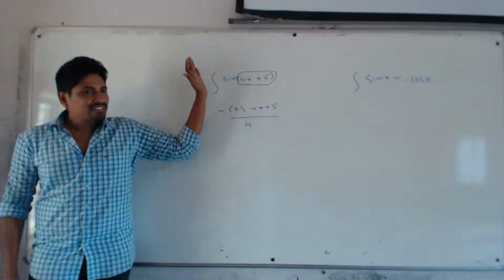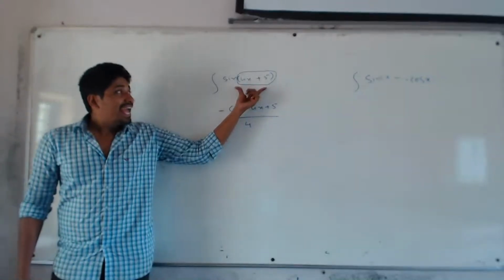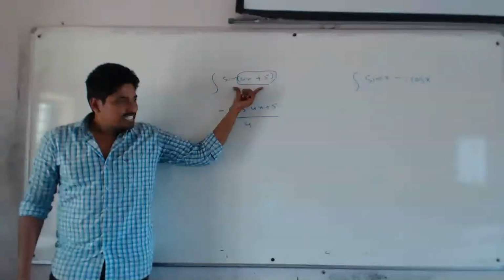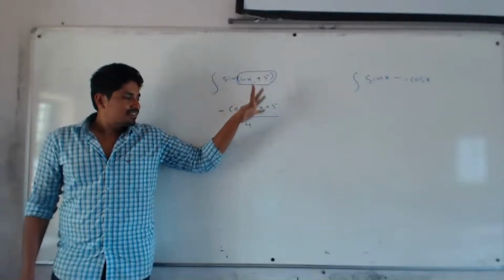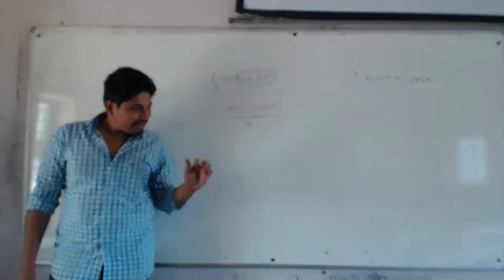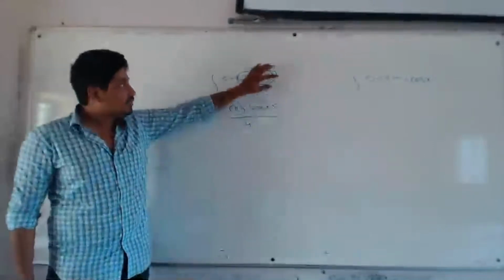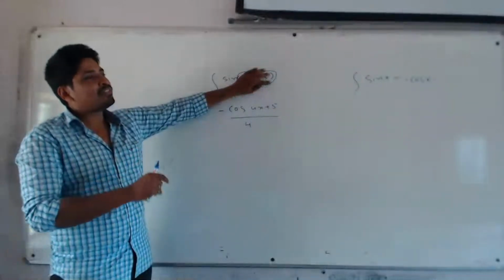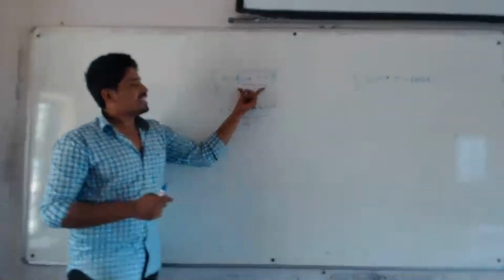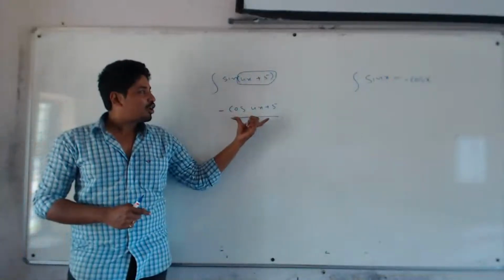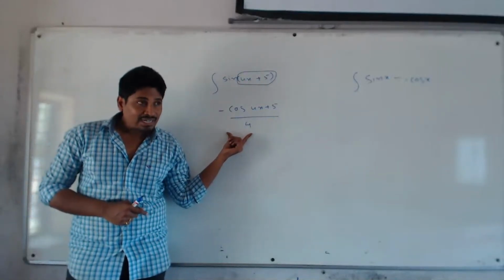Once again, I am repeating the concept. If in the place of x there is ax plus b, consider it as x. In this question, sin 4x plus 5 was asked. Consider 4x plus 5 as x. Now it will be of the form integral sin x. For integral sin x, it is minus cos x, so for this expression it will be minus cos of that expression. And the x coefficient will come under the denominator.